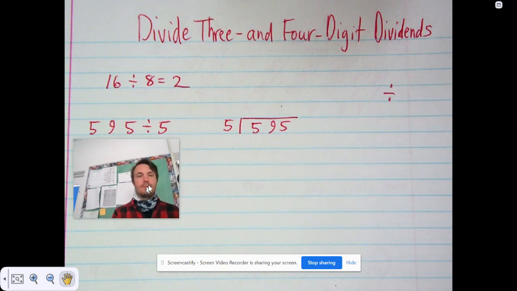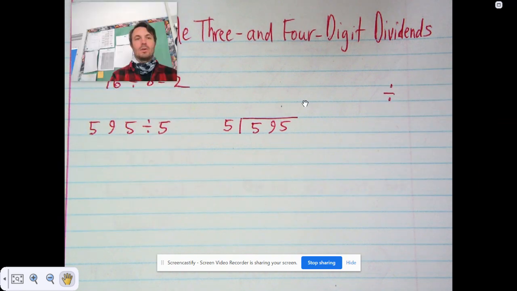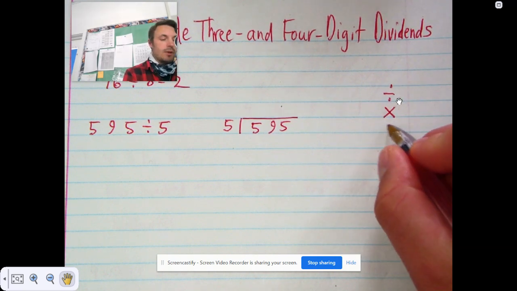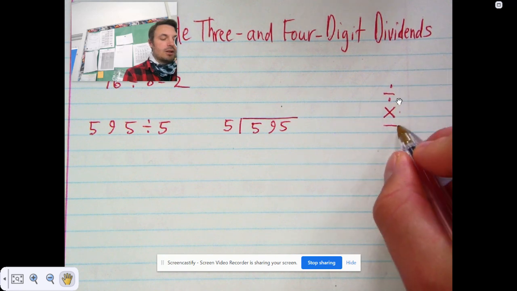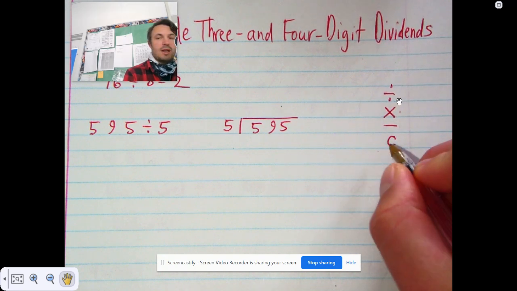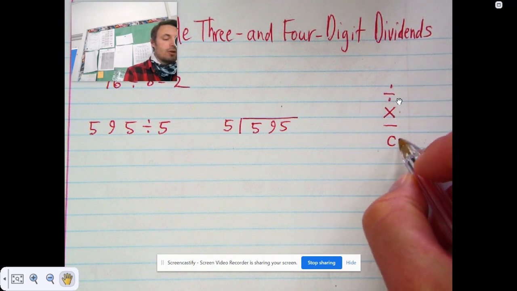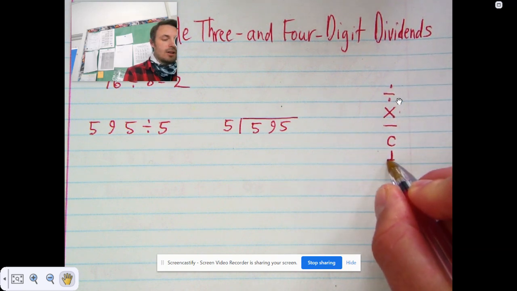Oops, you can't see it. Dirty, that stands for divide. Monkeys, that stands for multiply. Dirty monkeys smell is subtract. Dirty monkeys smell crazy is compare. Divide, multiply, subtract, compare. Dirty monkeys smell crazy bad is bring down.